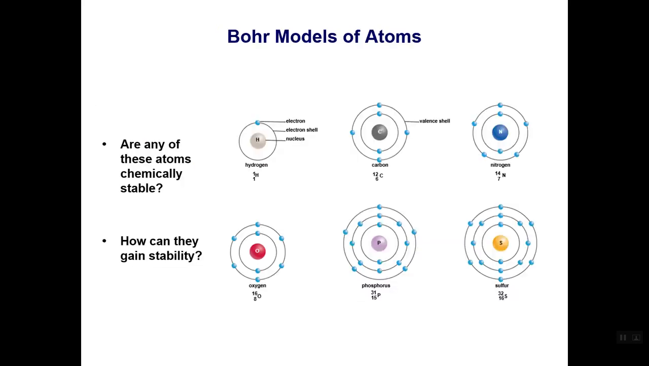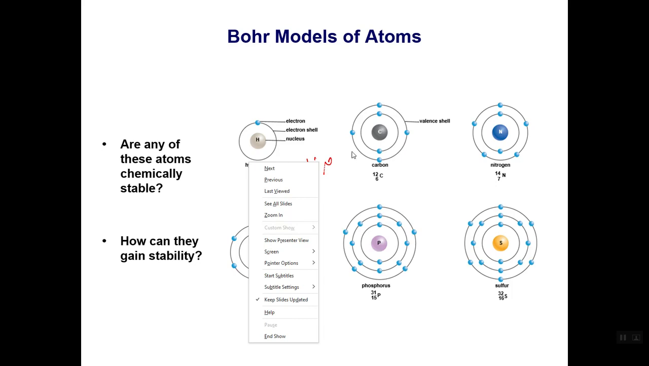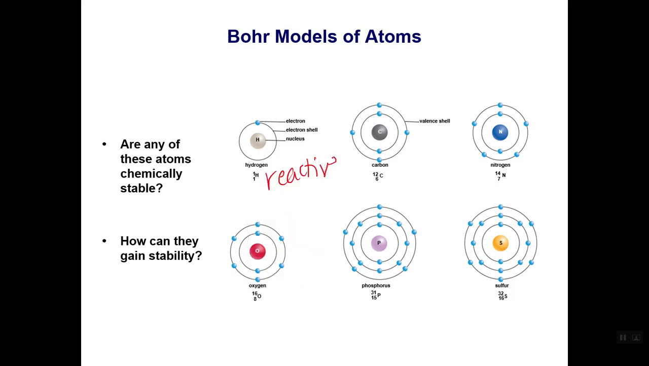So let's look at these atoms here. I want you to tell me which ones are chemically stable and which ones are not. So let's look at our first one, hydrogen. Is it chemically stable or is it reactive? It is reactive. Why? Because it only has a single electron. How will it get happy and be stable? It would need to have another electron. In order to do that, what will it do? How can it gain that electron? It will have to form a chemical bond with something else.